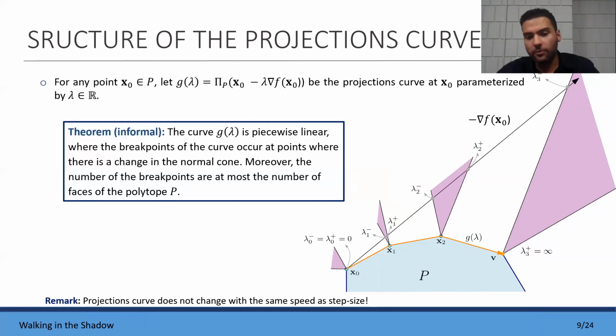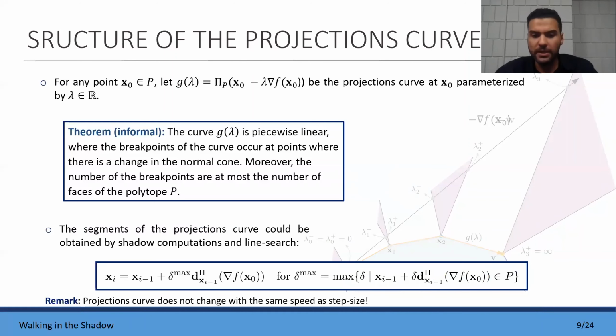But then at x_1, at the breakpoint, we add a new constraint. Moreover, x_1 corresponds to a projection with a step size λ_1 minus. And the interesting thing is that in the interval between λ_1 minus and λ_1 plus, we remark that the projections curve will keep projecting back to x_1. So this curve does not change with the same speed as the step size. And then this process of creating these linear segments where the normal cone is constant and adding new constraints at subsequent breakpoints will continue until we reach the endpoint of that curve.